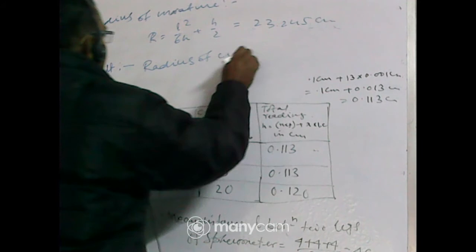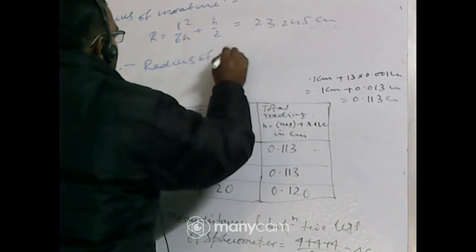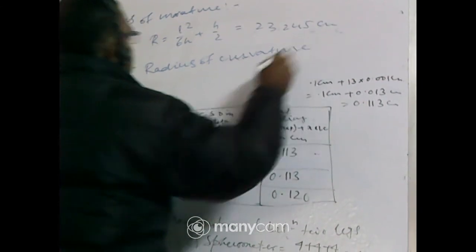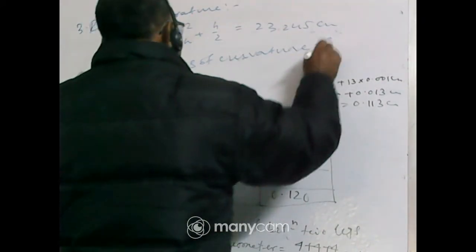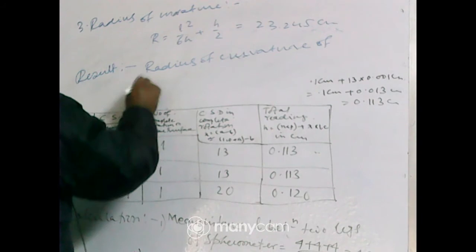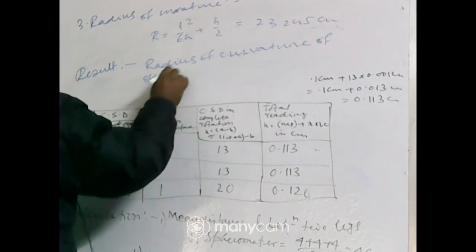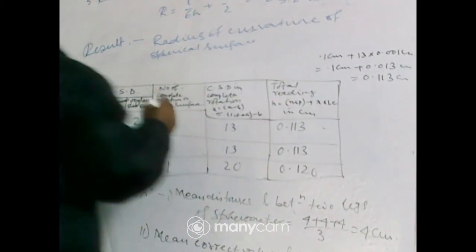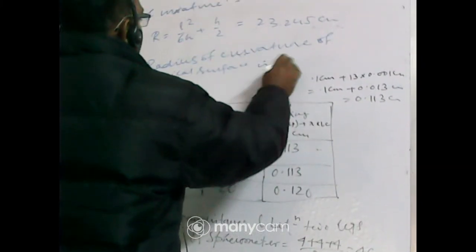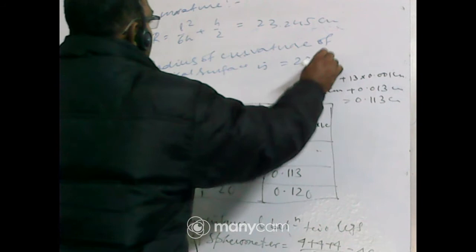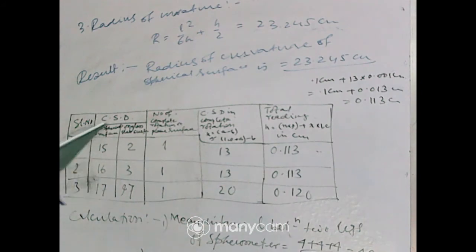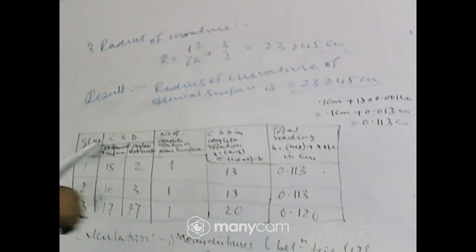Radius of curvature of spherical surface is equal to 23.245 centimeter. This is the answer. Last 2 points, you write the precautions and the sources of error.